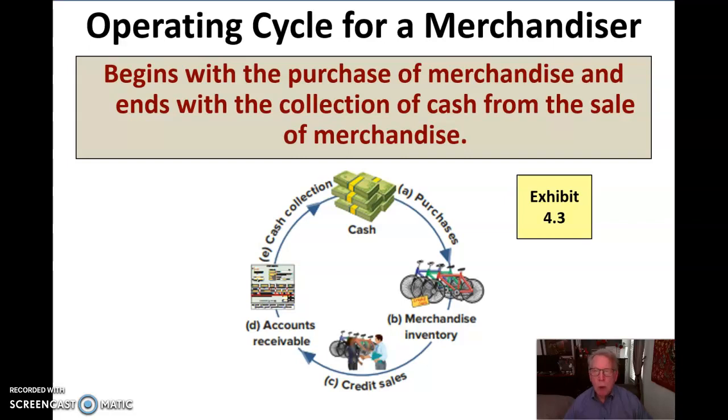Okay, so the operating cycle for this merchandiser looks like this. They start with cash, or I should say they start with the purchase, and they bring these, in this case, bicycles, into their merchandise inventory. They generally make credit sales. Credit sales meaning they're going to debit accounts receivable and credit sales for that. And then eventually those customers will pay and will debit cash and credit accounts receivable to finish the transaction. So important to know that operating cycle.